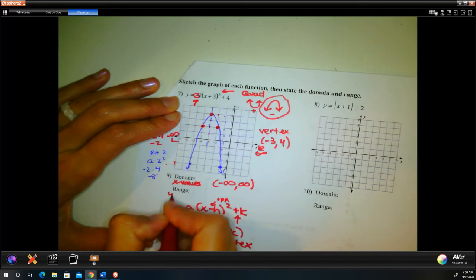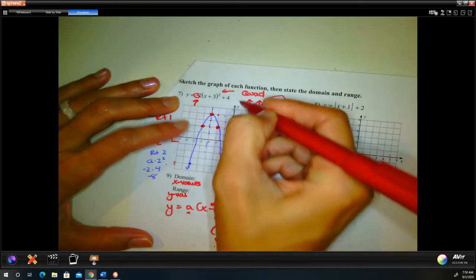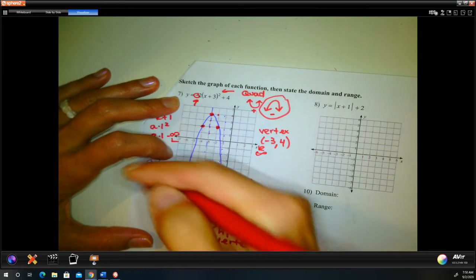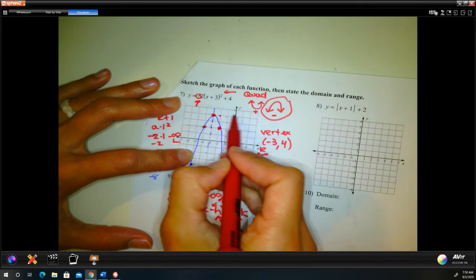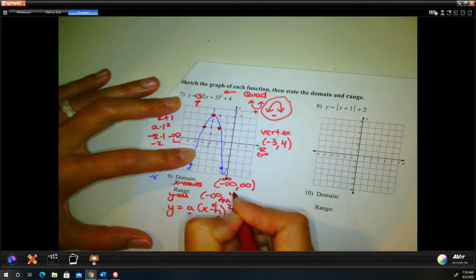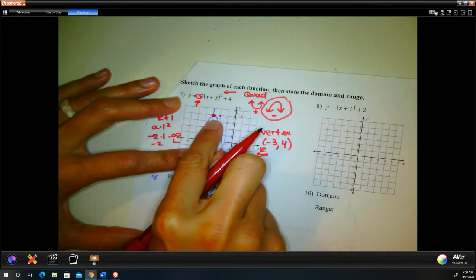All right, range are your y values. So the smallest y's are actually down here. This one comes up from negative infinity, and then it stops right here. That's 4, and I want to include it because that's a solid point.